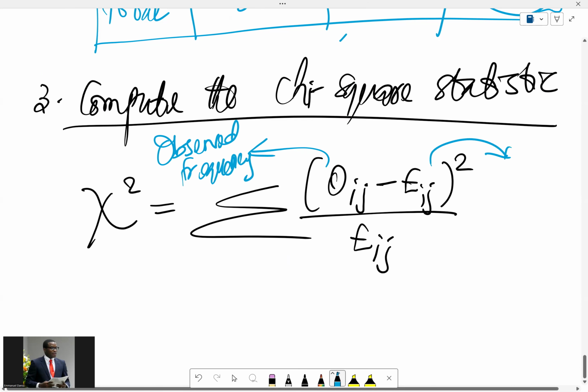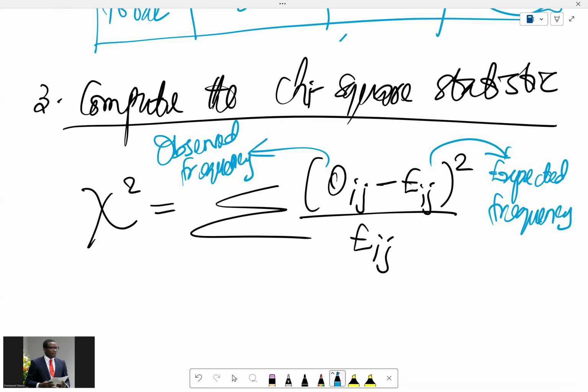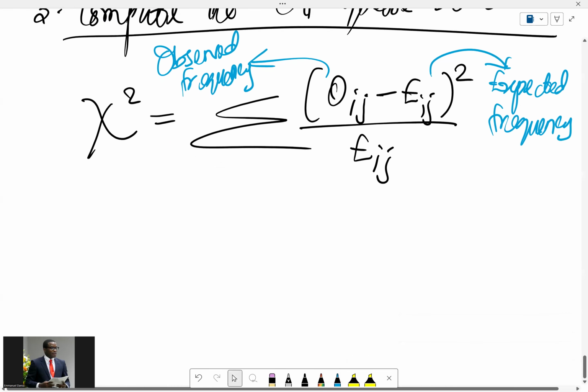EIJ is the expected frequency for each cell. Expected frequency. So like that, we can go step by step now.